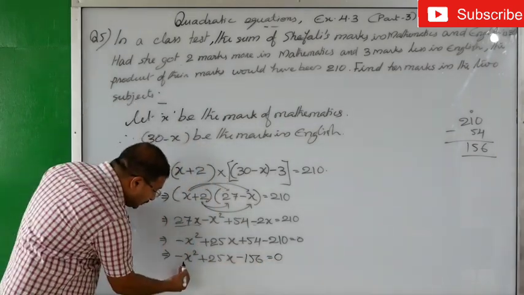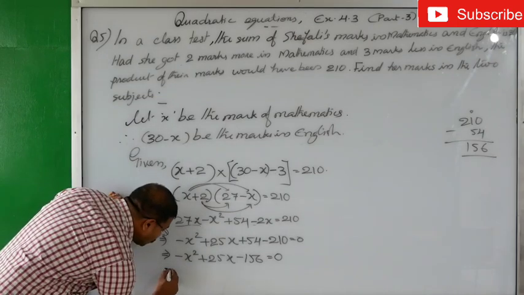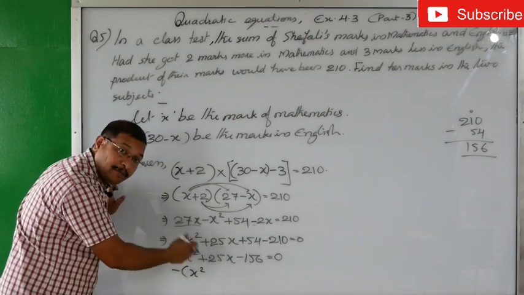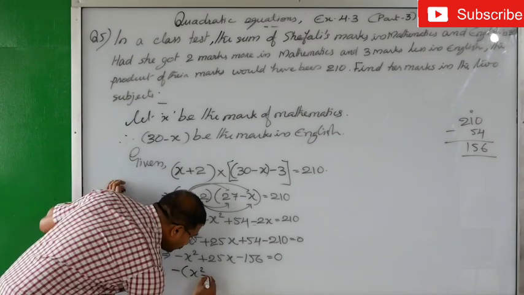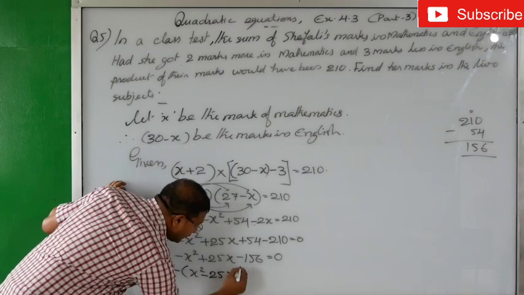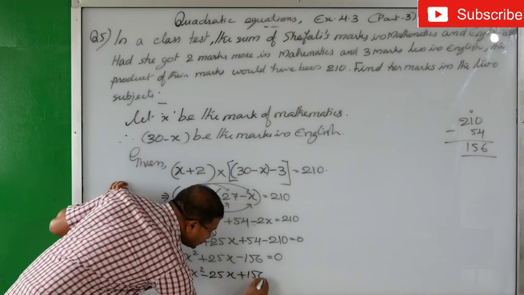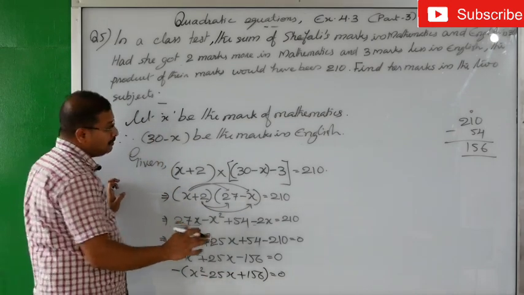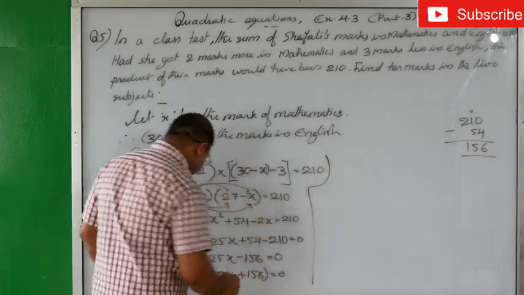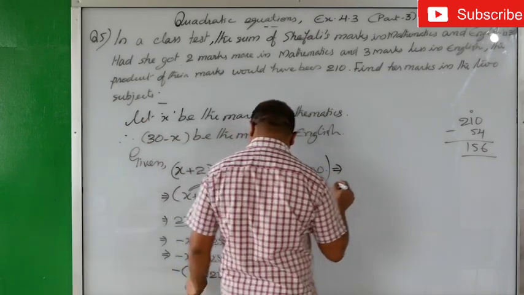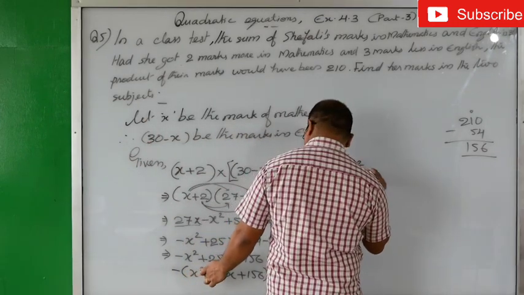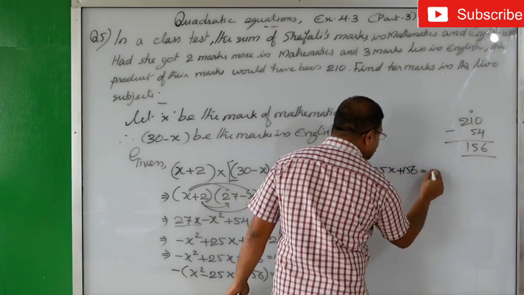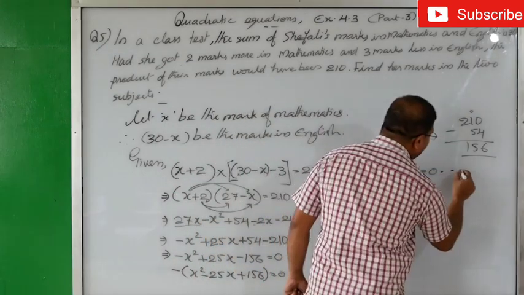Now what will we do? Here minus is there, so we have to take minus common. If you take minus outside x square, minus becomes plus and plus becomes minus. So here it will be minus 25x and plus 156 equal to 0. Since the other side is 0, we can remove this minus directly. We'll write x square minus 25x plus 156 equal to 0. So that is equation number 1.